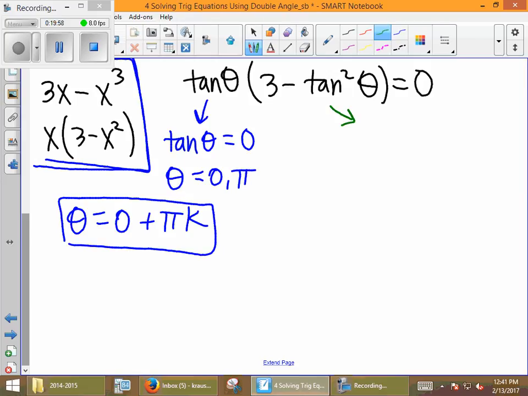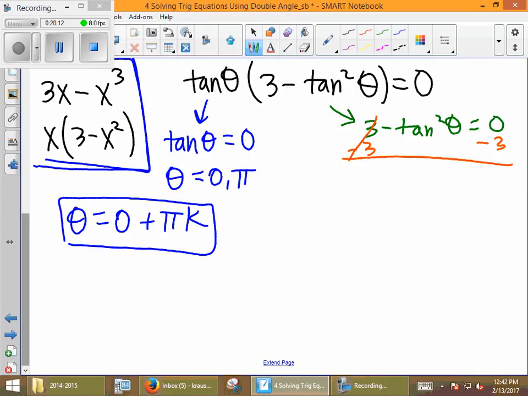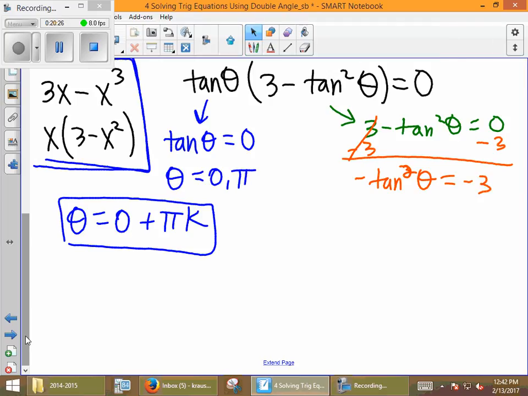This one, 3 minus tangent squared is equal to 0. What do you have to do first? Subtract the 3. Or you could add tangent squared to both sides. That works if you're thinking about doing that. Tangent squared theta is equal to negative 3. Can you square root it as it's written? No. Divide by negative 1.